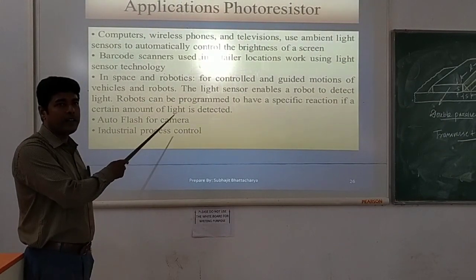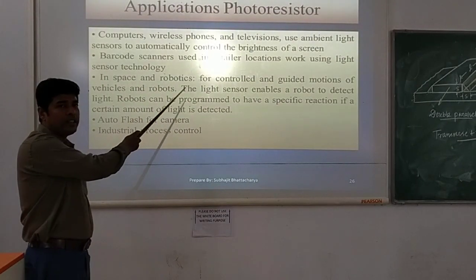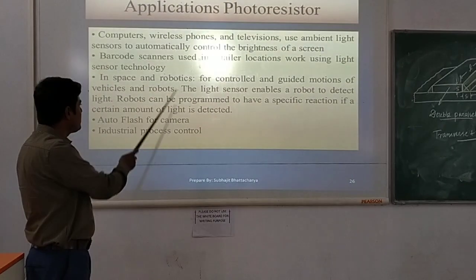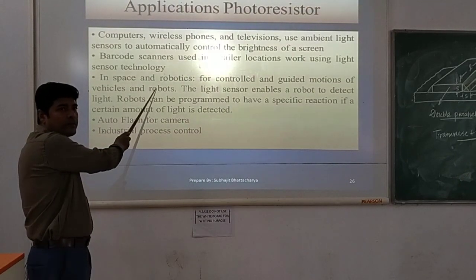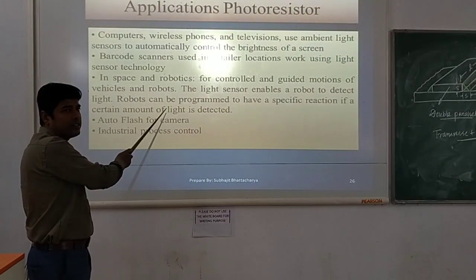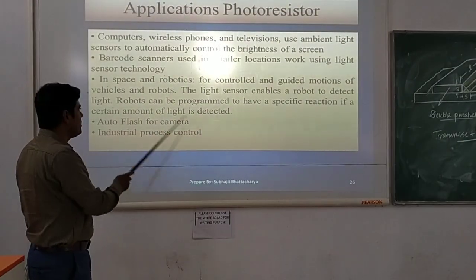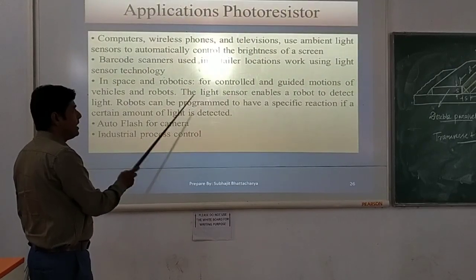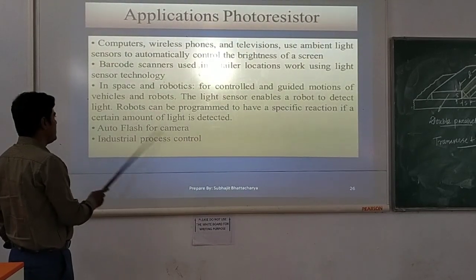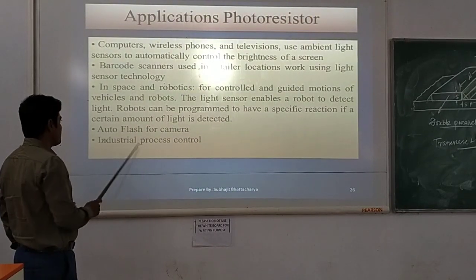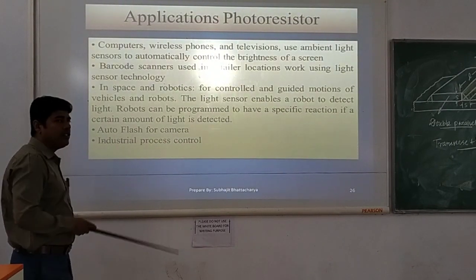So you can see you have seen all these things, and what is the sensor behind it, now you can know. In space and robotics, for controlled and guided motions of vehicles and robots, listen carefully, these are very important applications. In future, you might be designing some of these. So, in space and robotics, the controlled and guided motions of vehicles and robots, the light sensor enables the robot to detect light. Robots can be programmed to have a specific reaction if a certain amount of light is detected. Auto flash for camera, you are using this, and industrial process control.